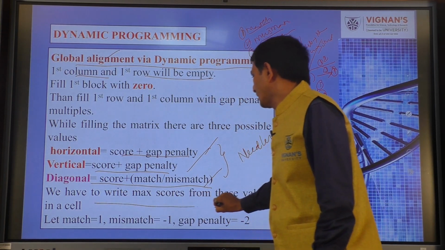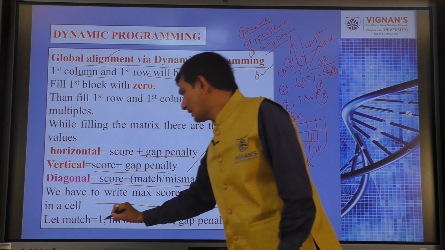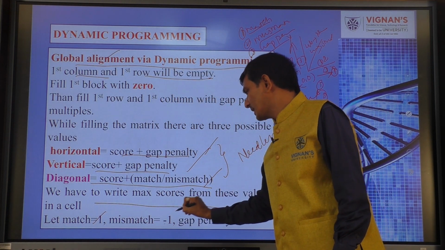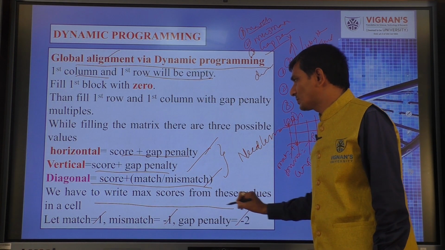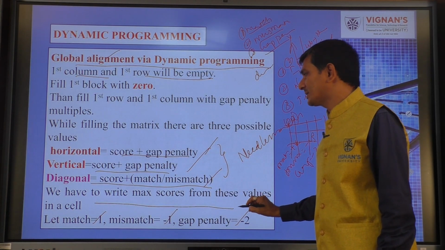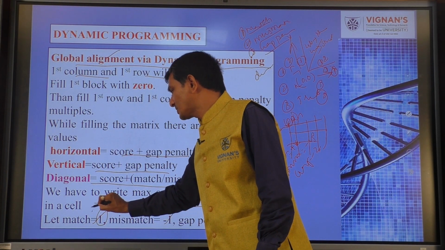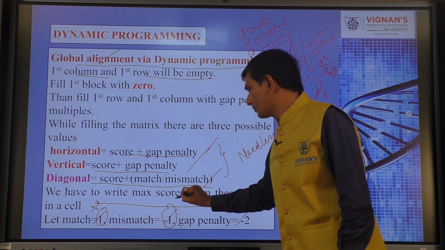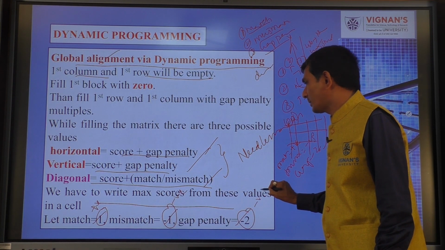Initially we are going to give values. The value given for a match is a positive 1, for a mismatch a negative 1, and for a gap -2. This is what we call the initialization. So in the initialization step, the match value is assigned a positive value of 1, the mismatch value is assigned a negative value of -1, and the gap is assigned a negative value of -2.